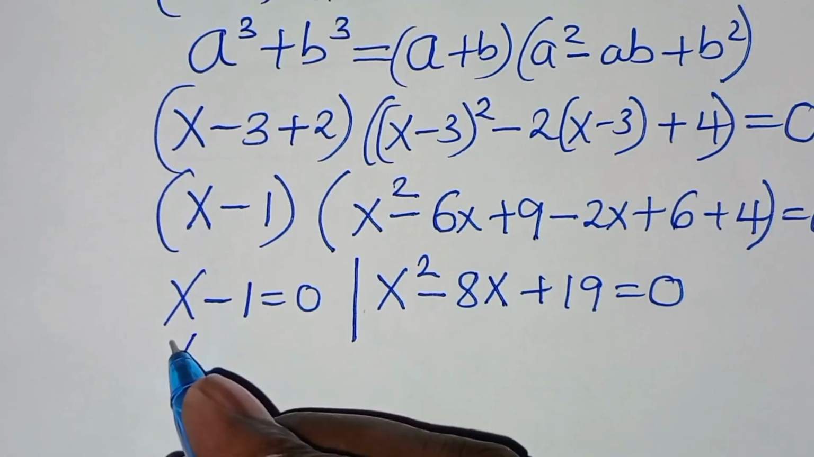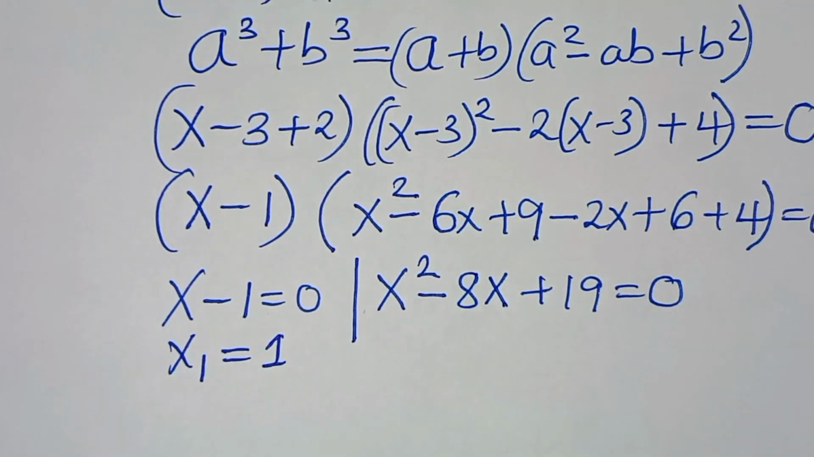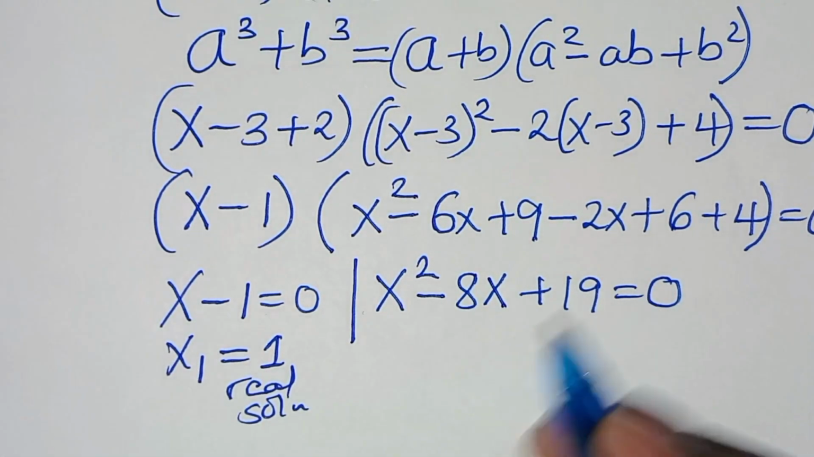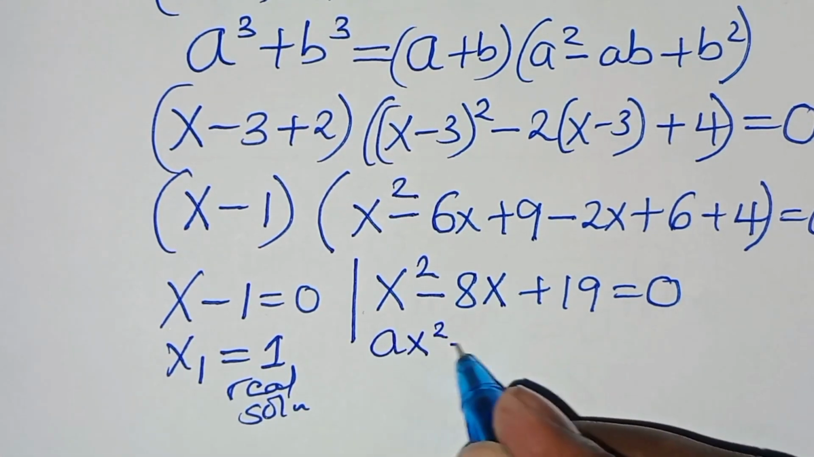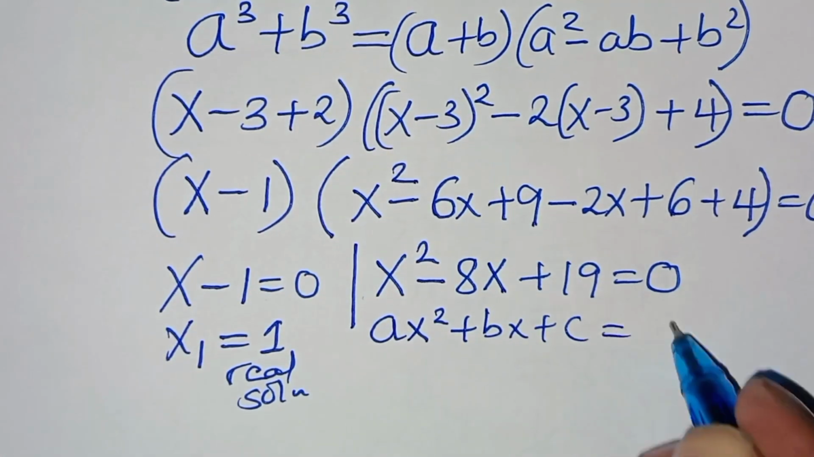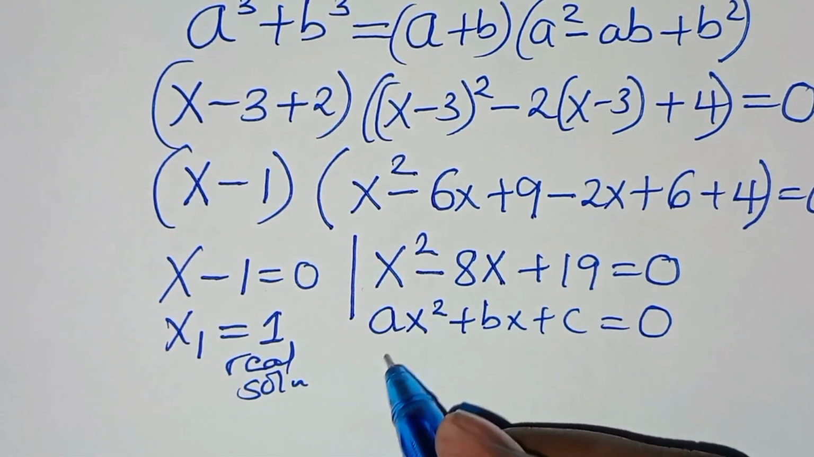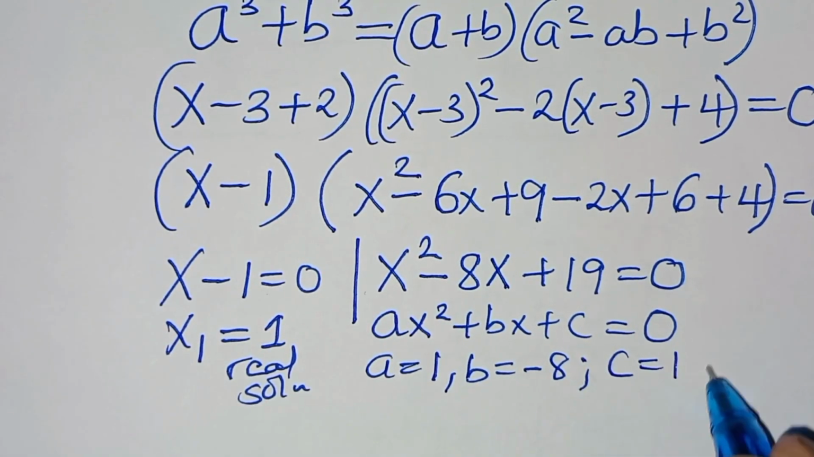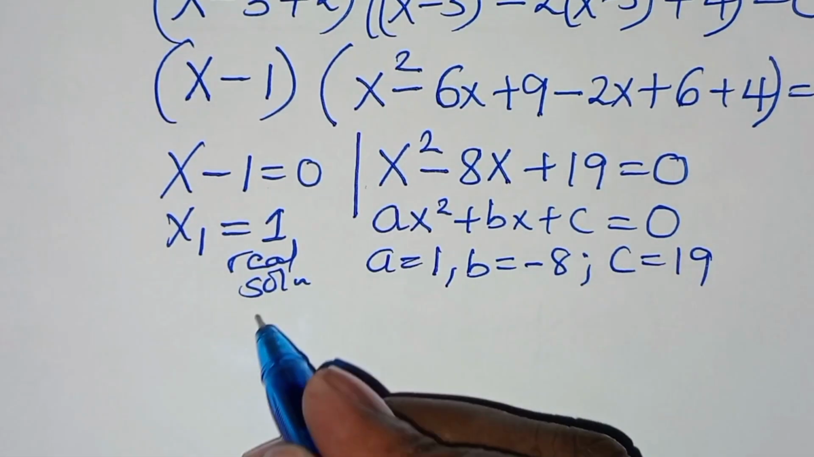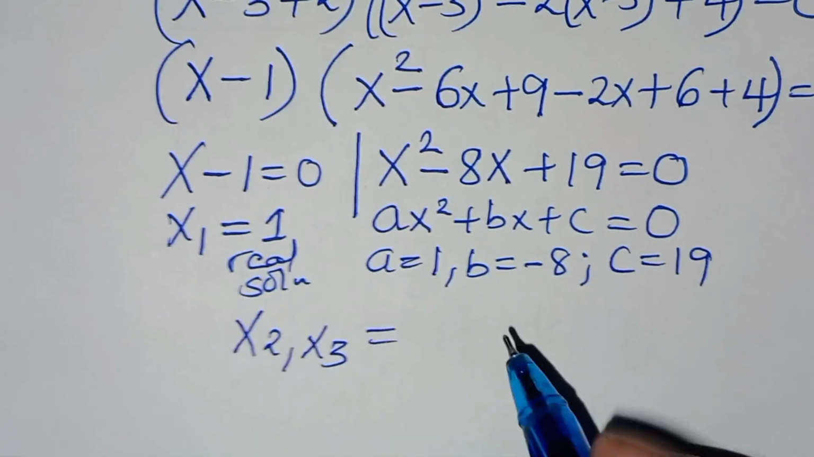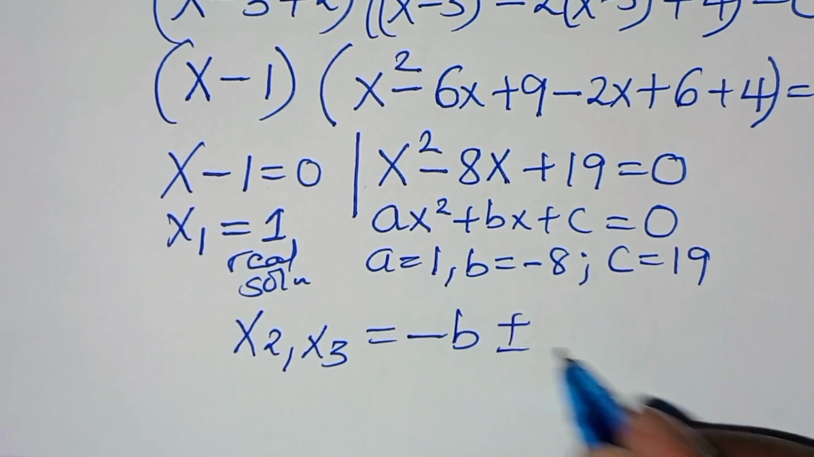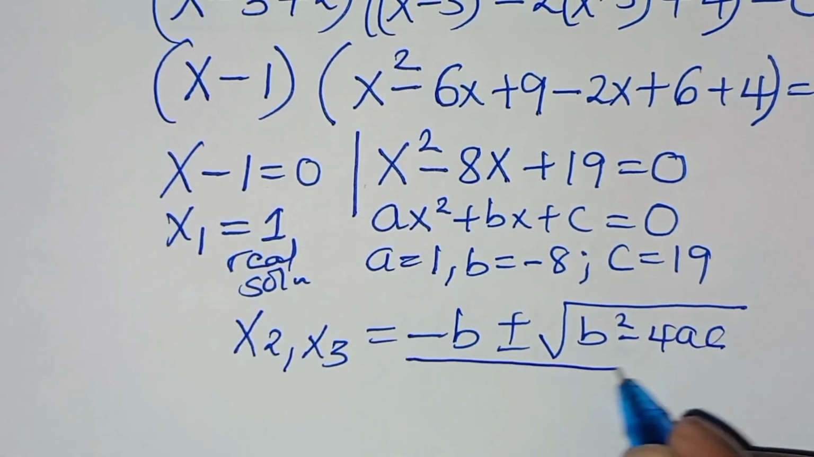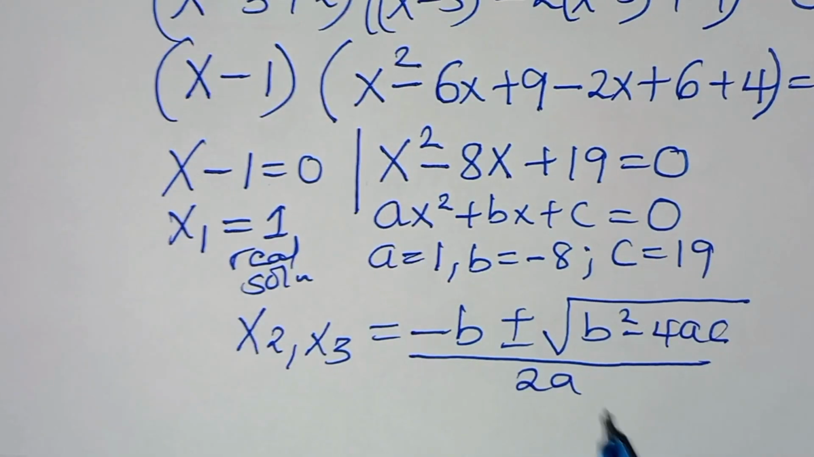So this implies that the first value of x is equal to 1, which is a real solution in this case. And the second part is a quadratic equation of the form ax^2 + bx + c = 0. From this quadratic equation, a is equal to 1, b is equal to minus 8, and c is equal to 19. So to solve for the values of x2, x3, we apply the quadratic formula, that is x = (-b plus or minus the square root of b squared minus 4ac) divided by 2a. So let's proceed from here.